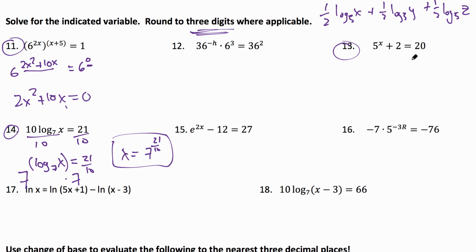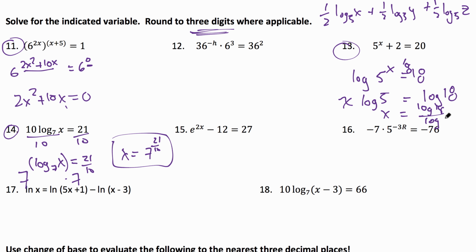5x plus 2 equals 20. Subtract, and we get 5x equals 18. So now what? I would take the log of both sides. The log of 5x equals the log of 18. So x times the log of 5, because that x can come down front, is going to equal the log of 18. So what's x going to equal? The log of 18 over the log of 5.